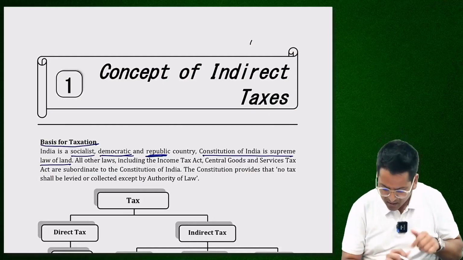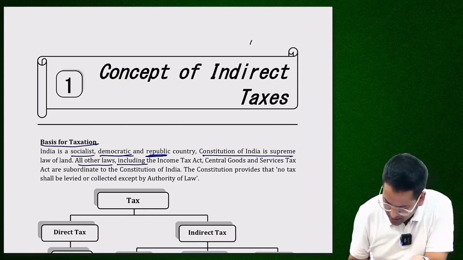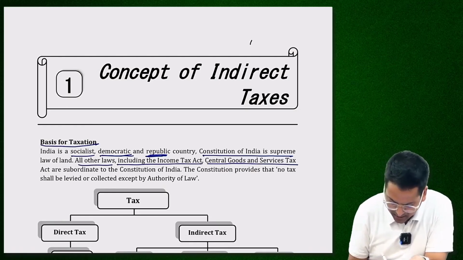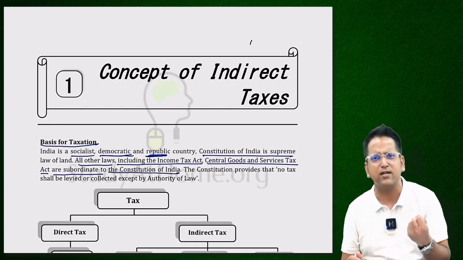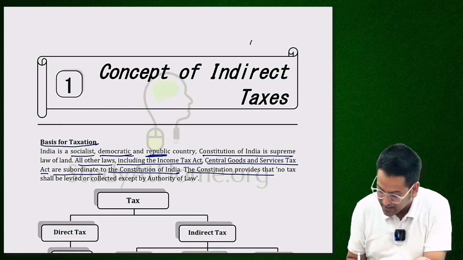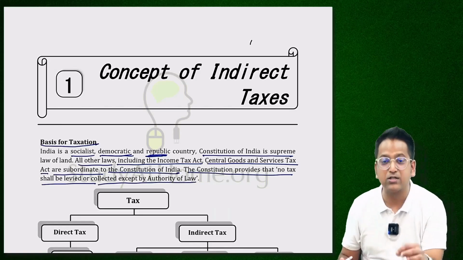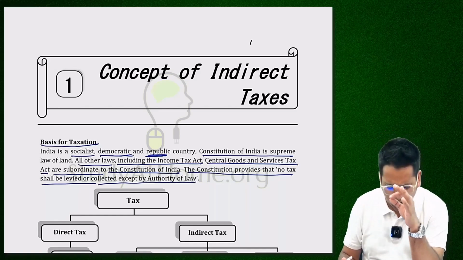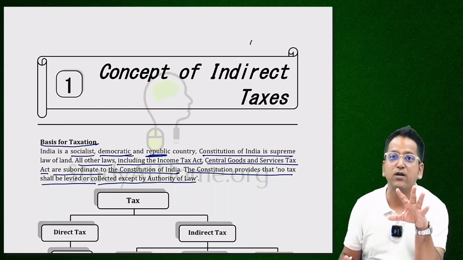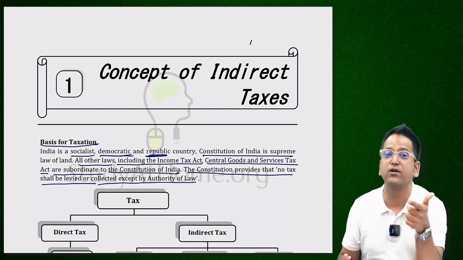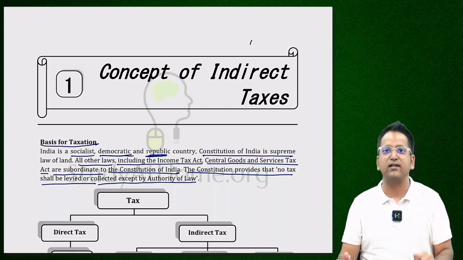Look here. All other laws, including the Income Tax Act and the Central Goods and Service Tax Act, are subordinate to the Constitution. These are all subordinate, they are within it. Right? The Constitution provides that no taxes shall be levied or collected except by the authority of law. The Constitution provides that no tax can be levied, and also that no tax can be collected except by the authority of law. Only if the Constitution gives authority can a tax be imposed on the public and then collected.